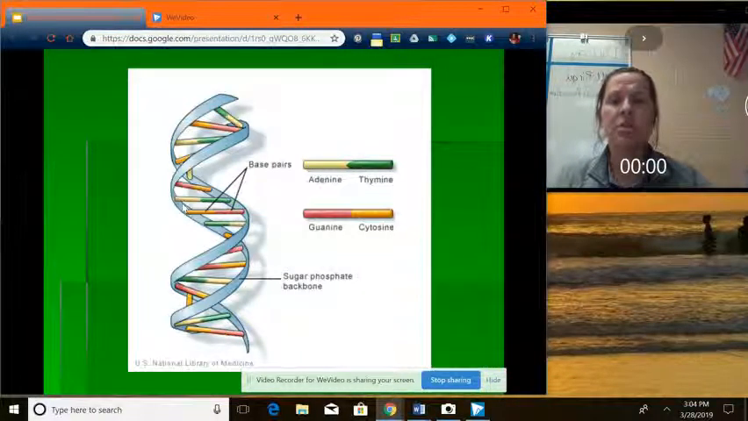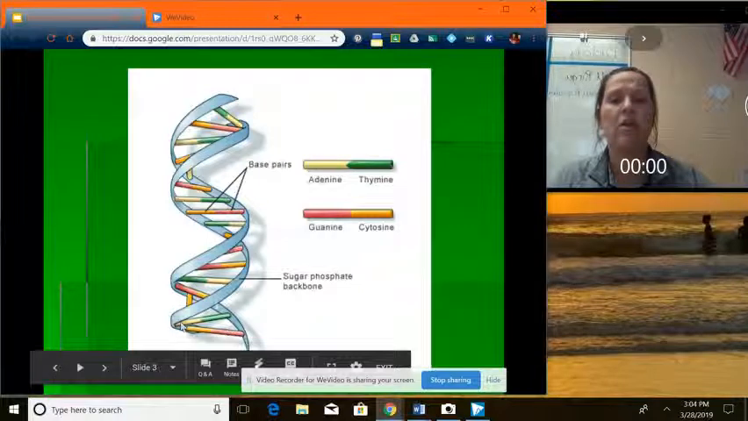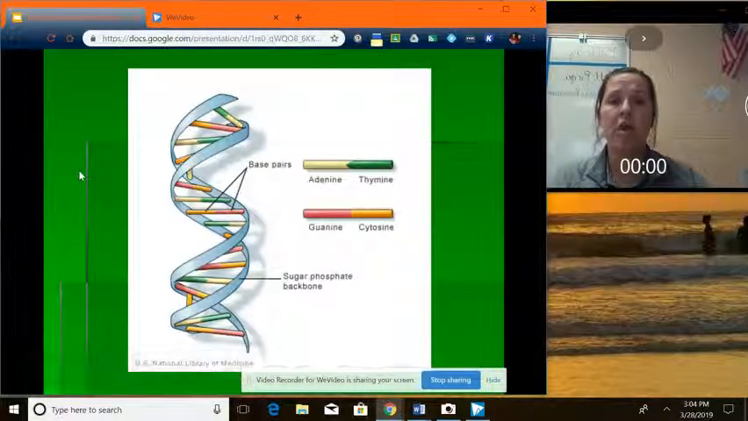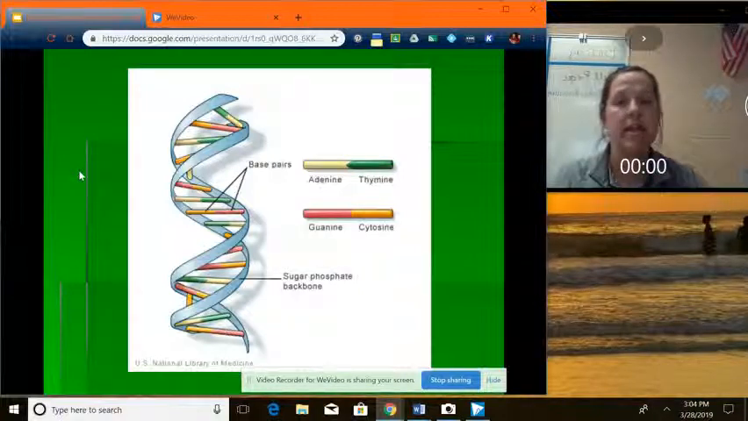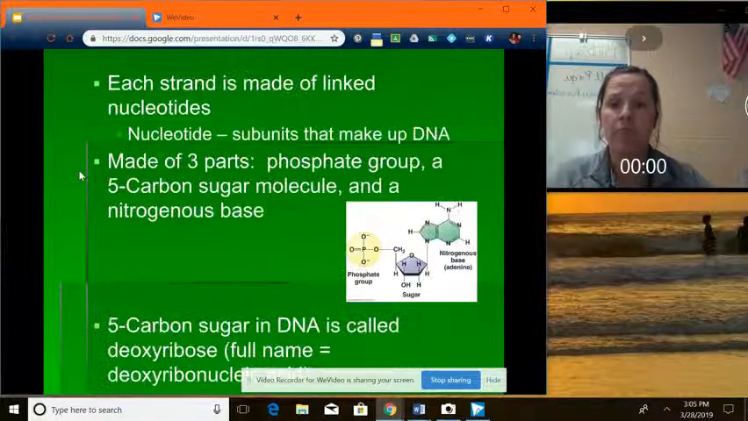You also, if you look at the picture, can see that the blue parts on the outside are what we call the sugar phosphate backbone. And again, we're going to talk more about the different parts of the DNA here in a minute, but this kind of just gives you a preview when I say double helix of what I'm talking about.